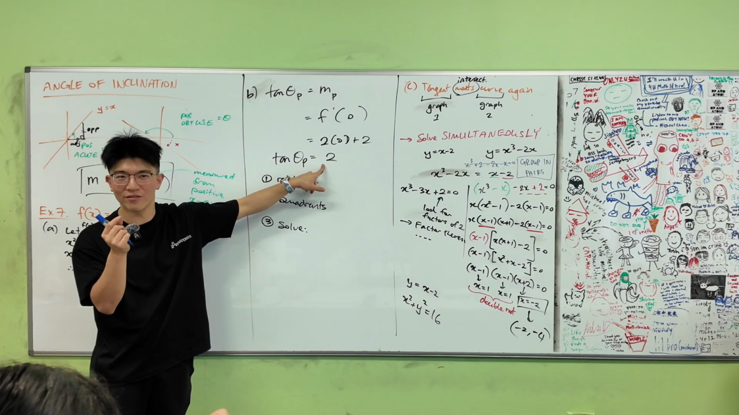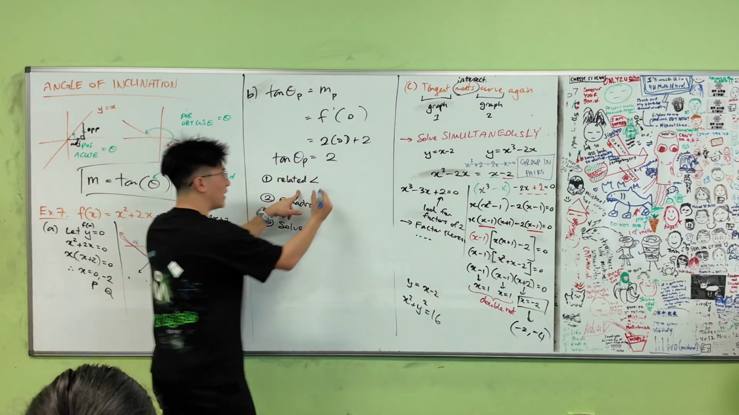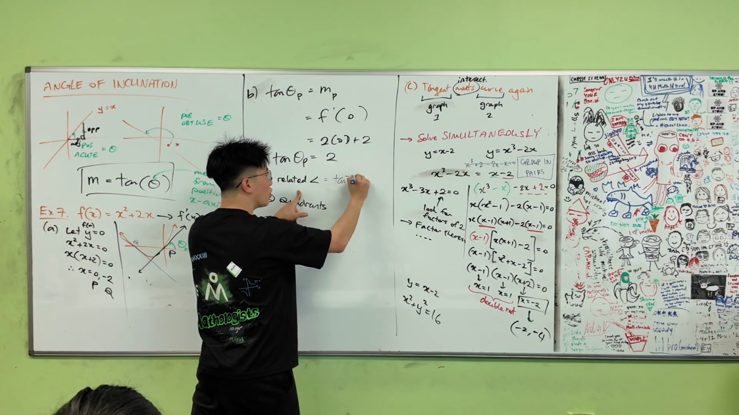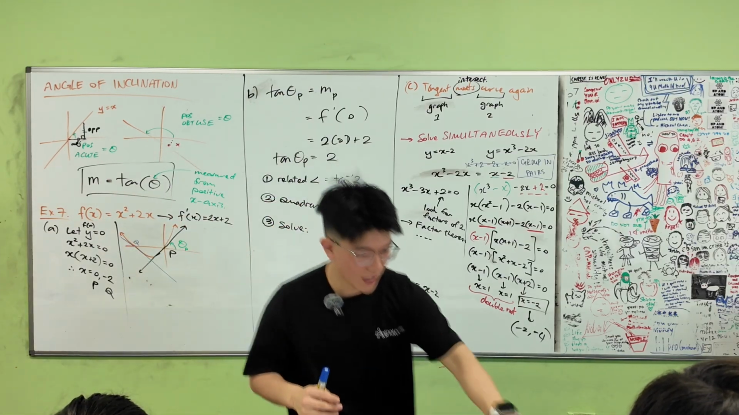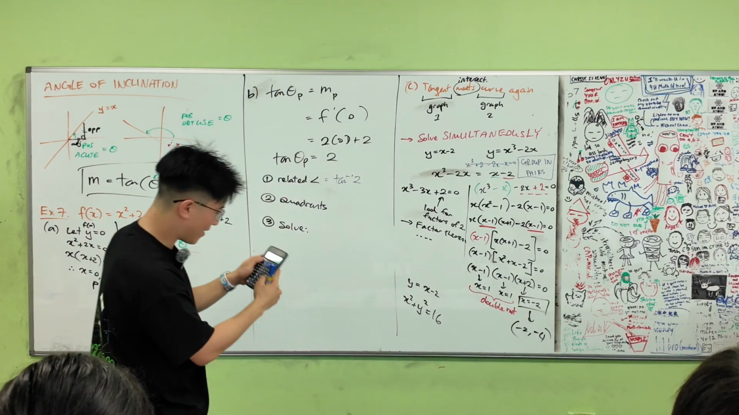Now that's not an exact value, so what should I do in my calculator? I should use tan inverse. Is everyone okay with that? So this must be tan inverse of 2. Now, you can chuck that in and get a number.